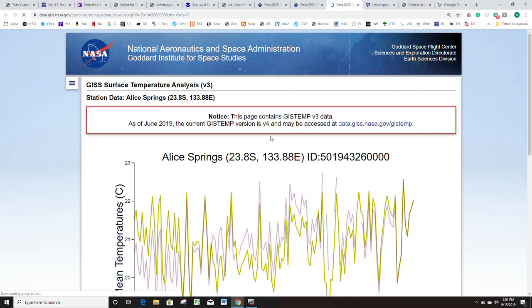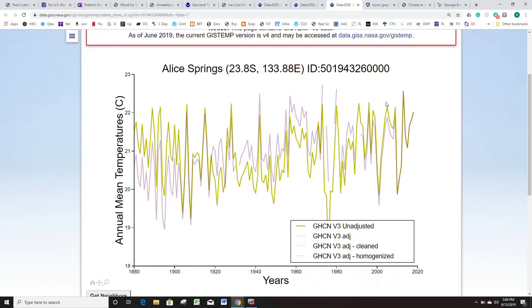Whoa! Wait a minute. This is Alice Springs, and we go back to 1902, and this is the temperature range of 1902. It peaked out around 22 degrees, it looks like, and this is where the current level is. It's at 22 degrees exact. It's below where it was in 1902. Yes. Holy cow!